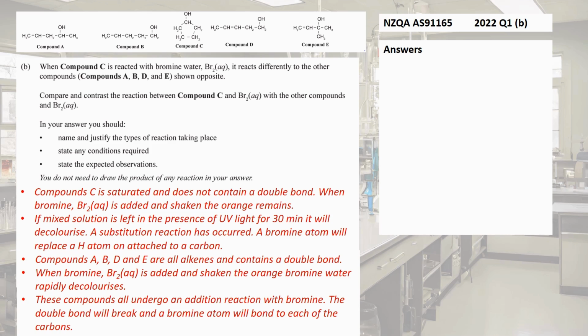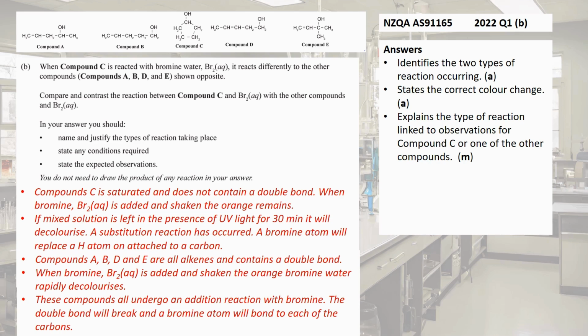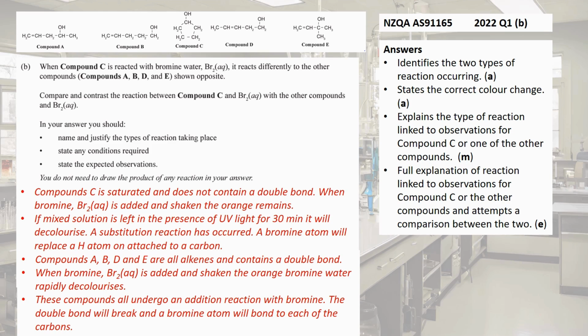So if I was going to give an answer for this or check the answers, if I identified the two types of reactions, I get a mark. If I state the color change correctly, I get another mark. If I explain the type of reaction linked to observations, so if I put both of these down, I'm going to get a merit. But if I go into detail and say what a substitution is and what an addition reaction is, that's what gets me the excellence grade here.